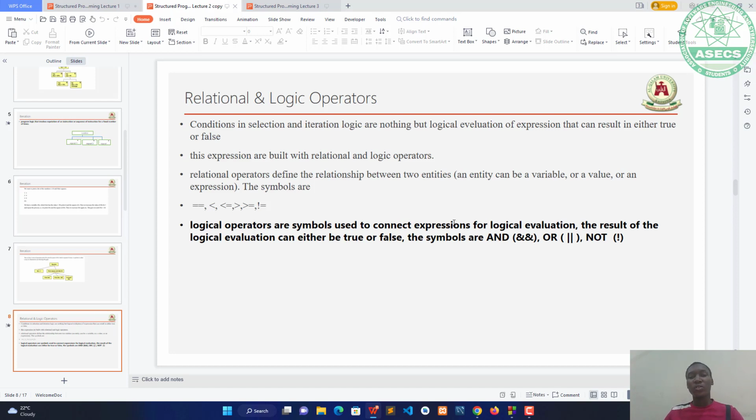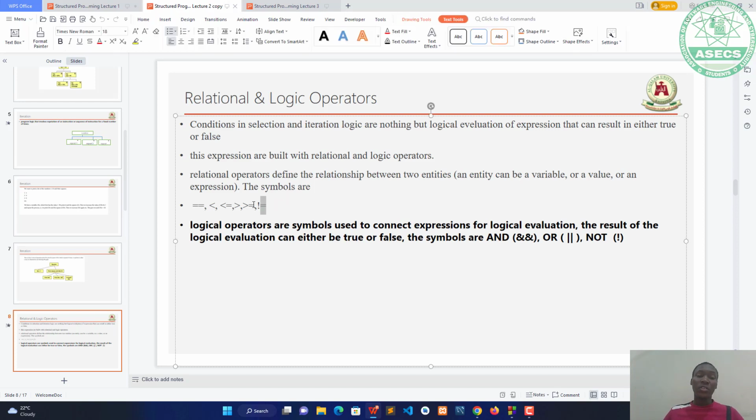Relational operators define the relationship between two entities. An entity can be a variable or a value or an expression. The reason I'm reading from the note is that we all know about this, so I don't even have to explain everything.